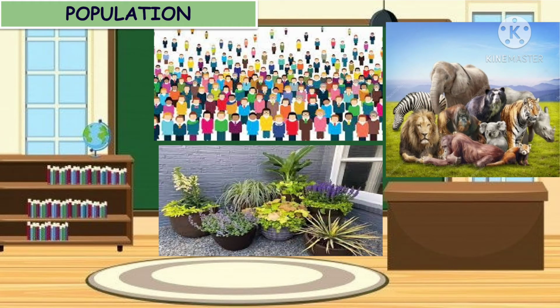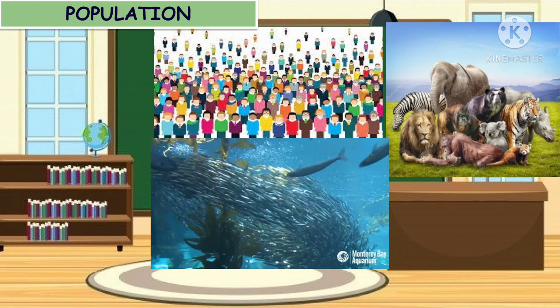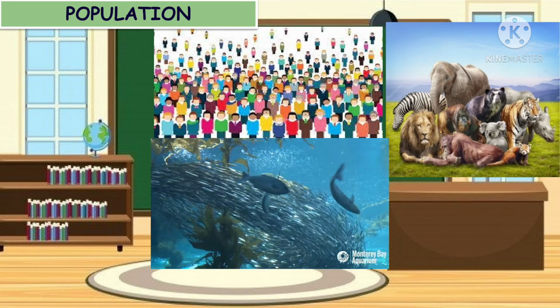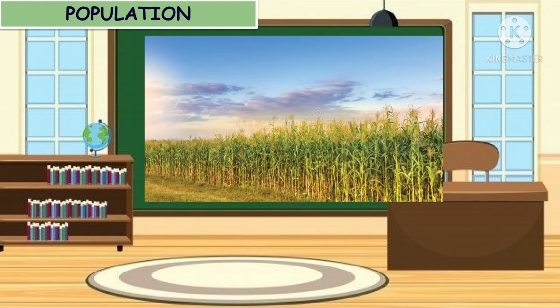A population can be a group of humans, it can also be a group of animals like this group of fish, or it can be a group of plants, just like this cornfield.